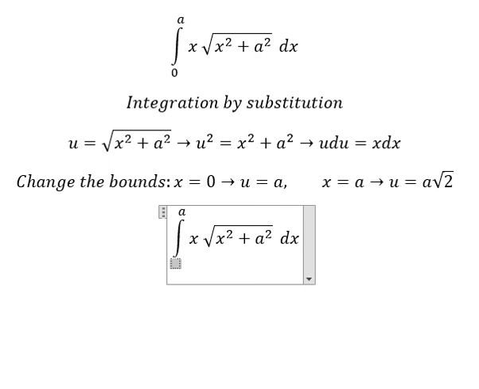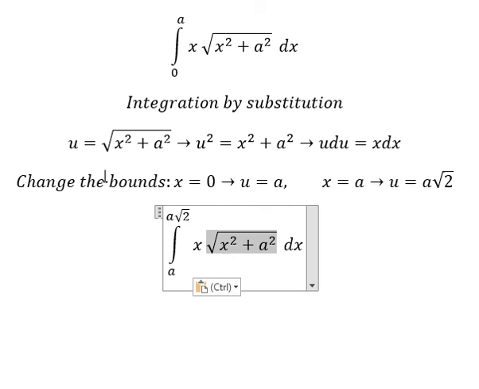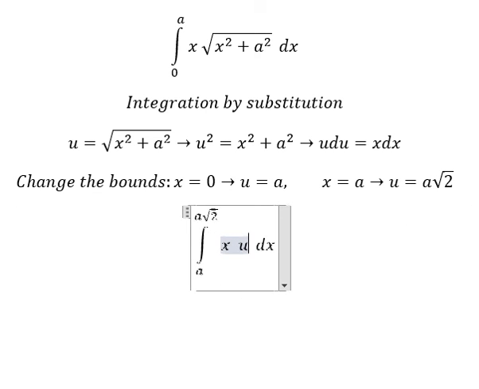Number 0 we change for 8. 8 we change for this one. This one we change for u. x dx we change for u du.